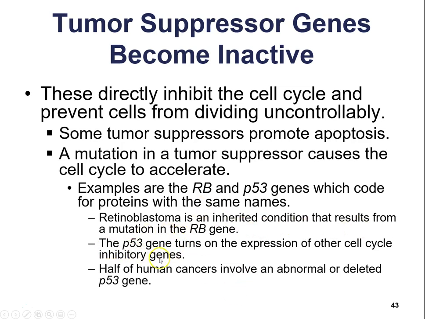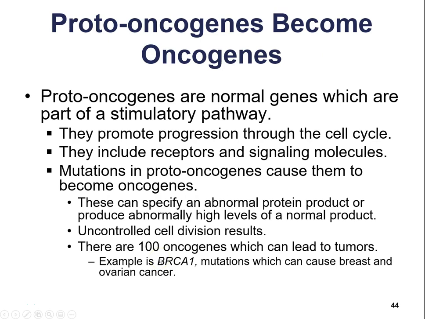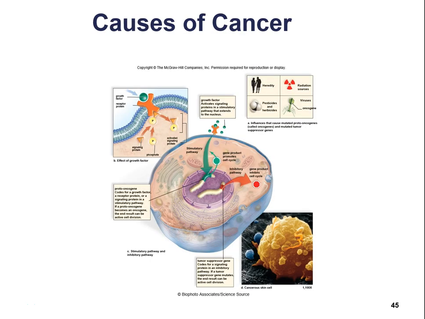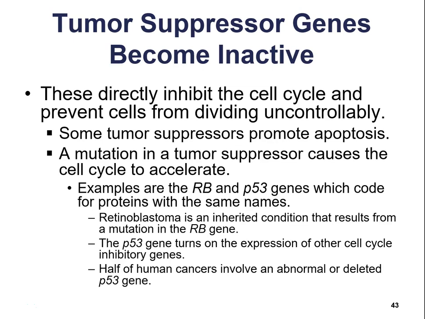I just want to see if I have a picture of that. Yeah, I really don't. So let's just take this as some examples of tumor suppressor genes. Again, tumor suppressor genes normally will slow down the cell cycle. You can have a mutation in a tumor suppressor gene that turns it off and therefore causes the cell cycle to be increased, which causes more cell division to occur.